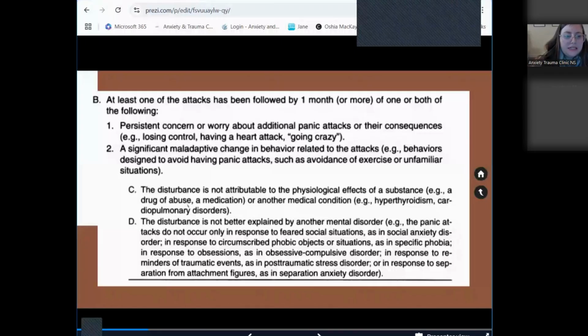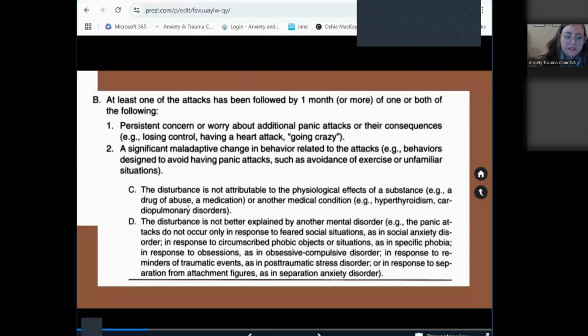Then we've got C and D, which are important to go over in relation to that 1 and 2. So C, the disturbance cannot be attributable to the physiological effects of a substance. We have to be really careful. Most of the diagnostic criteria have this. As I'm sure you're aware, certain substances can really alter reality for a person and can cause a lot of physiological effect. So if this is happening due to being on a substance, then we can't attribute that to panic disorder, or to another medical condition similarly.